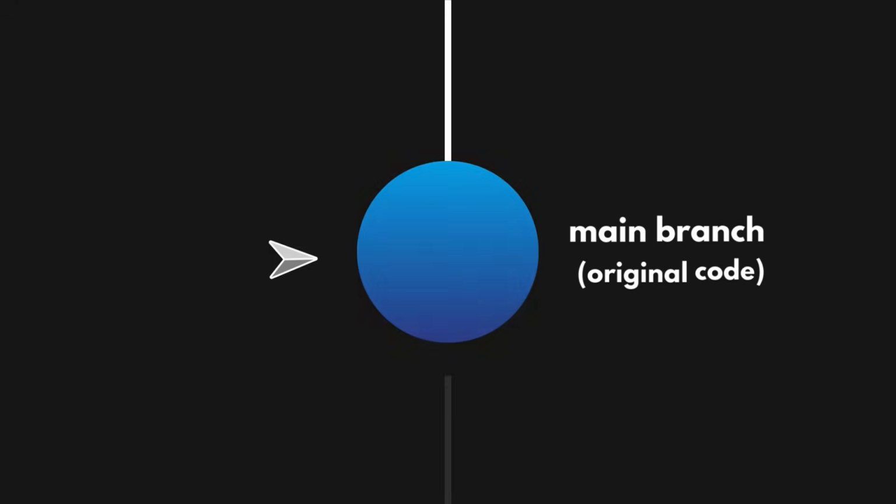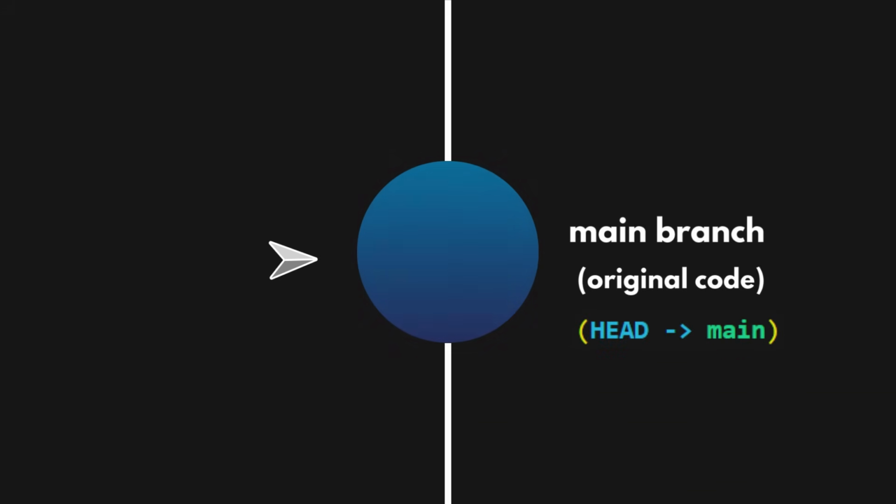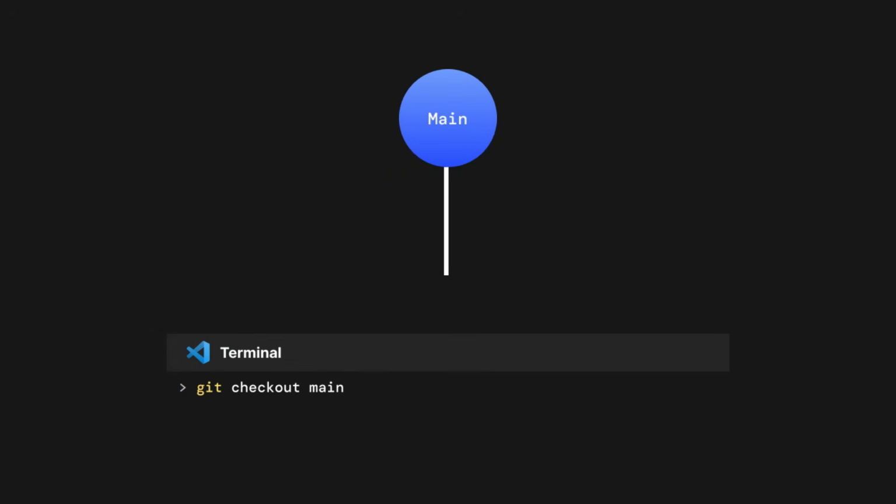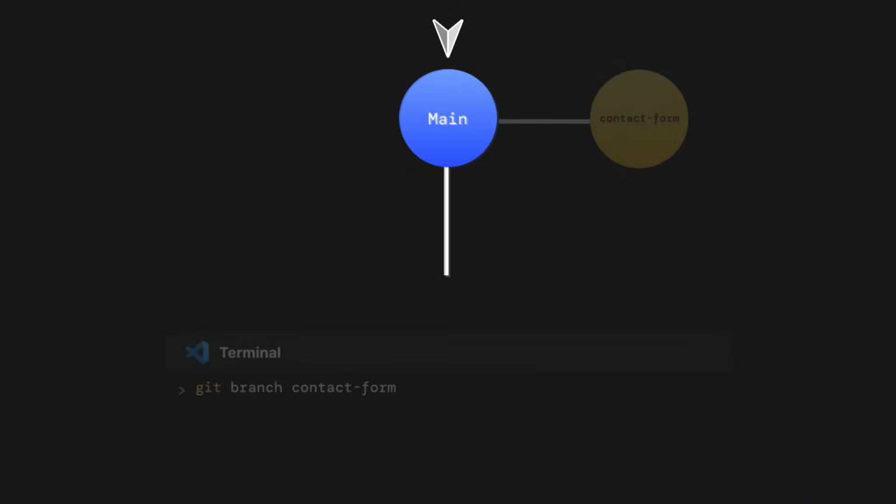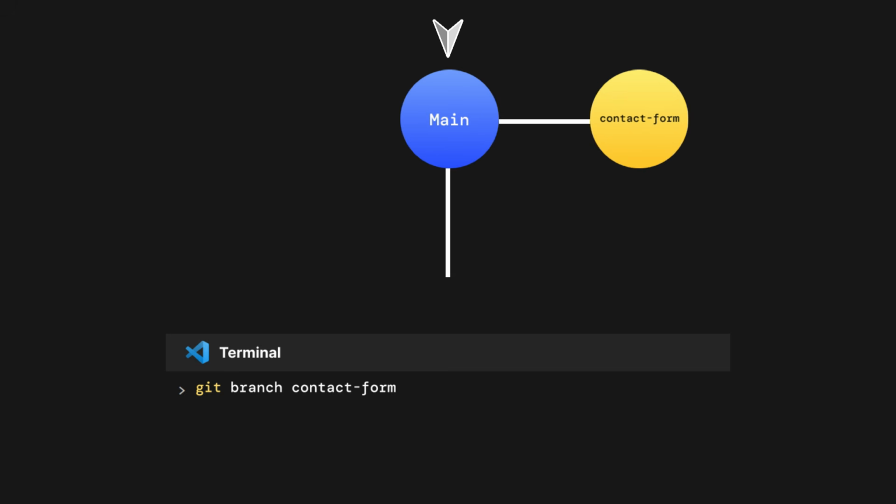Step 1 is to make sure you're on the main branch where the current stable code lives. This branch is often called main or master. You can do this by running git checkout main. Next, to create a new branch, you can use the git branch command followed by the name of your branch. In our case, this is contact form.